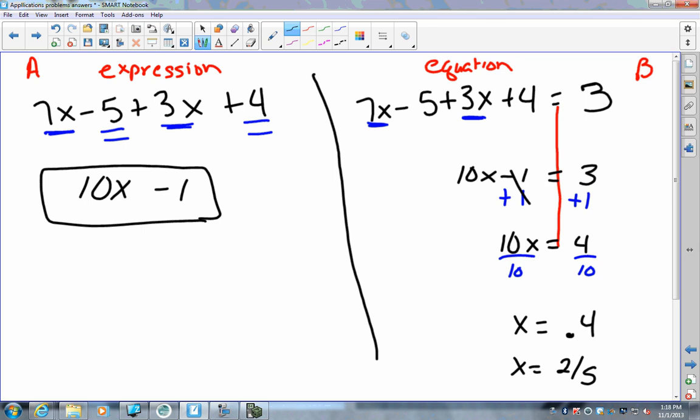Okay? Look at the difference. An expression doesn't have an equal sign anywhere in it. And some of you guys on the quiz and stuff, you are doing that. You need to make sure you know the difference between simplifying and equations.